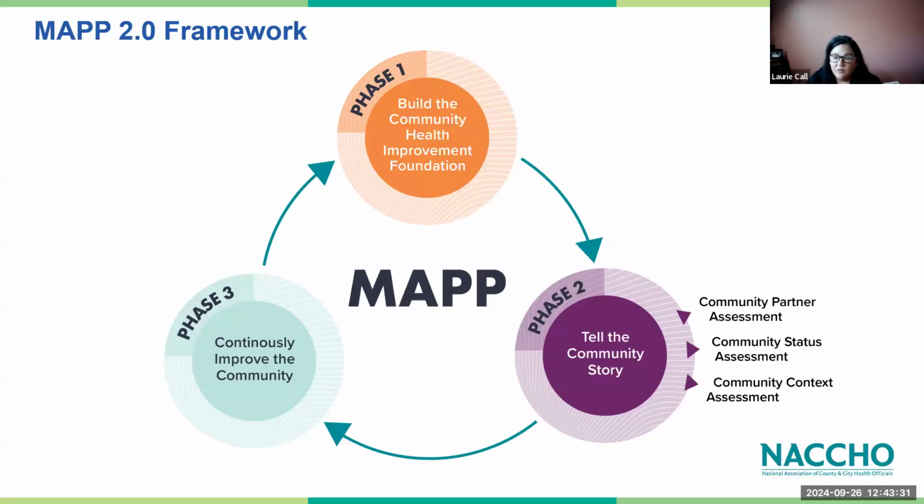Then there's phase two, which are the assessments. There are three assessments in this process instead of four, and we'll go through all those today. And then phase three is really the community health improvement planning portion of the work.